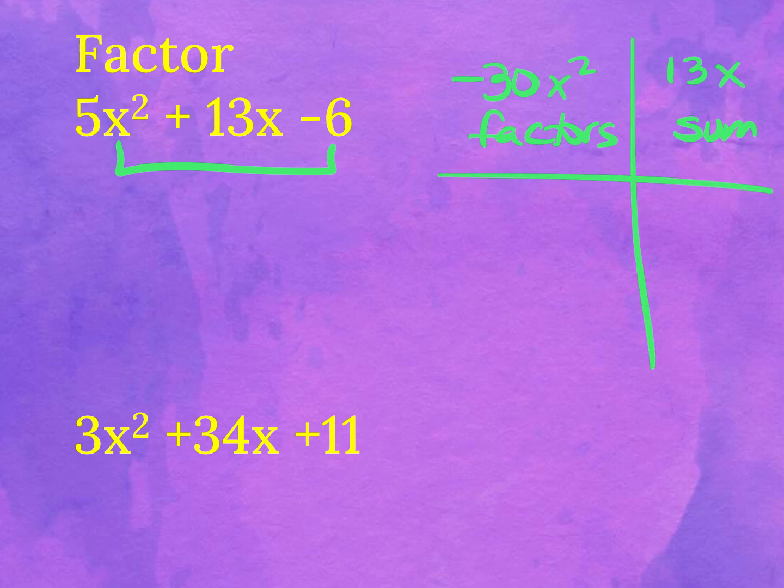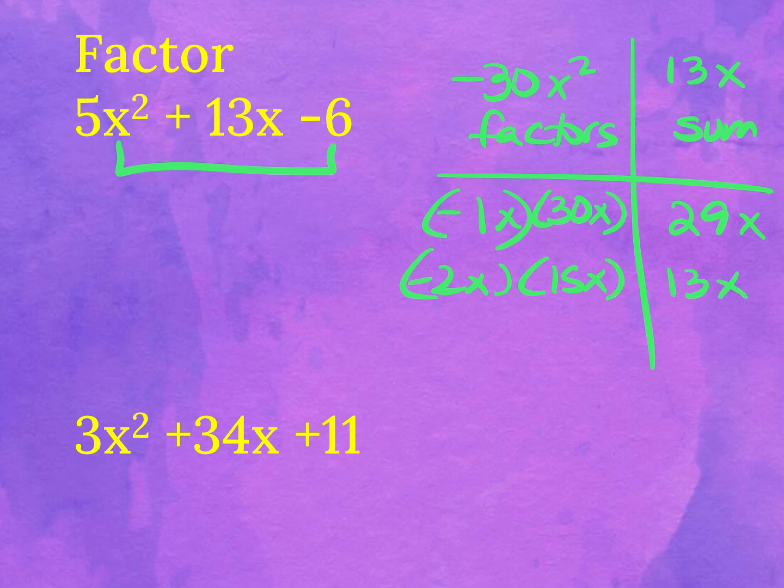So signs need to be different to get a negative 30. And the bigger factor will be the middle sign, which is positive. So negative 1x times positive 30x gives me the negative 30x squared. But when I add them, I get 29, not 13. So then if I do negative 2x and then 15x, this will give me what I need. So this is going to replace the middle.